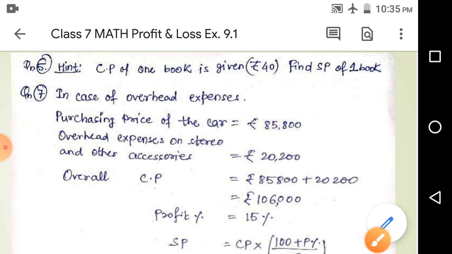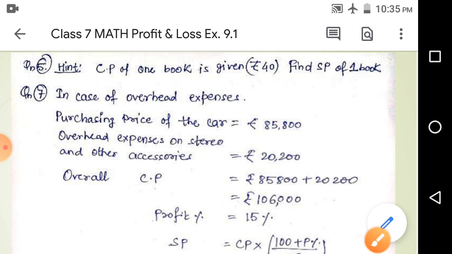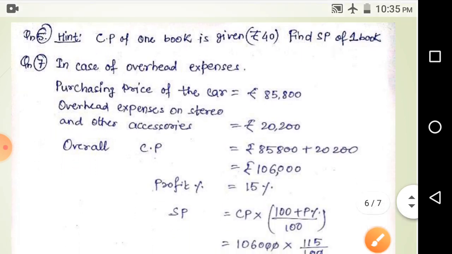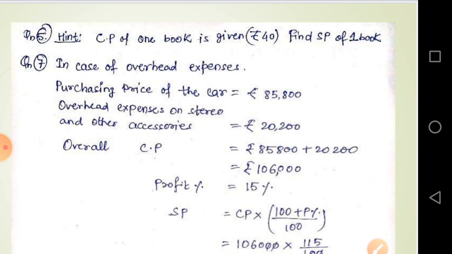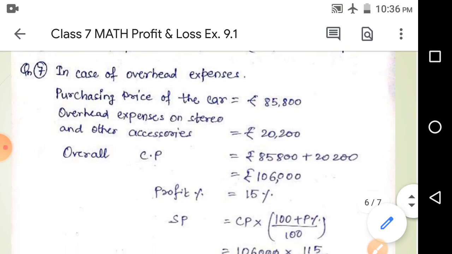We have the loss percent and we have to find out the SP. We can use the direct formula here, because CP is given and in the question 5% loss percent is given. So we can use the direct formula to find out the SP. Now jump to the next question. Question number 6 you can solve, you should try to solve. You can solve question number 6 because it is similar to question number 5 and the previous questions. So we'll jump to the next question, question number 7.